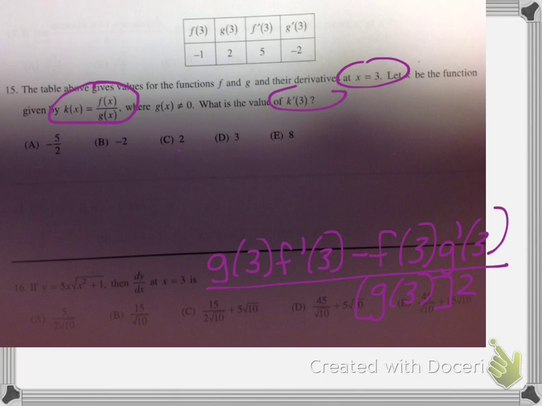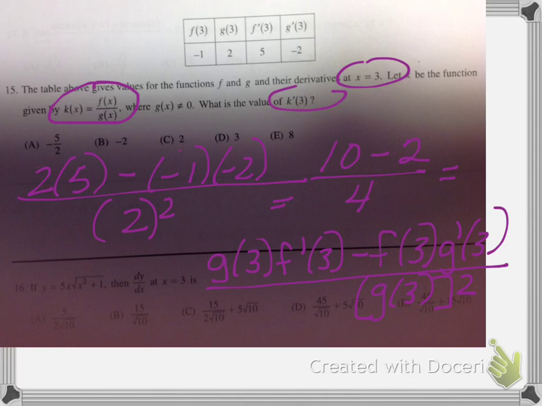Okay, so we need g of 3, so we're going to look at our chart, and g of 3 is 2. And then f prime of 3, you look at the chart, you get 5, minus f of 3 is negative 1, and g prime of 3 is negative 2, and it's all over g of 3 squared. So we get 10 minus a positive 2 over 4, which is 8 over 4, which equals 2. Oh, I think I forgot to give the answer at the beginning, which is choice C.